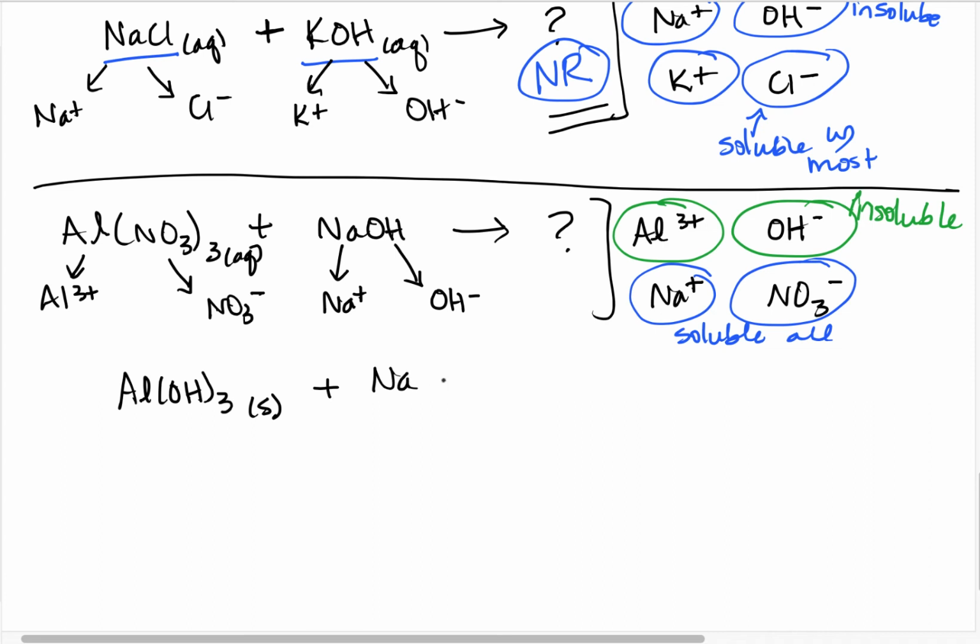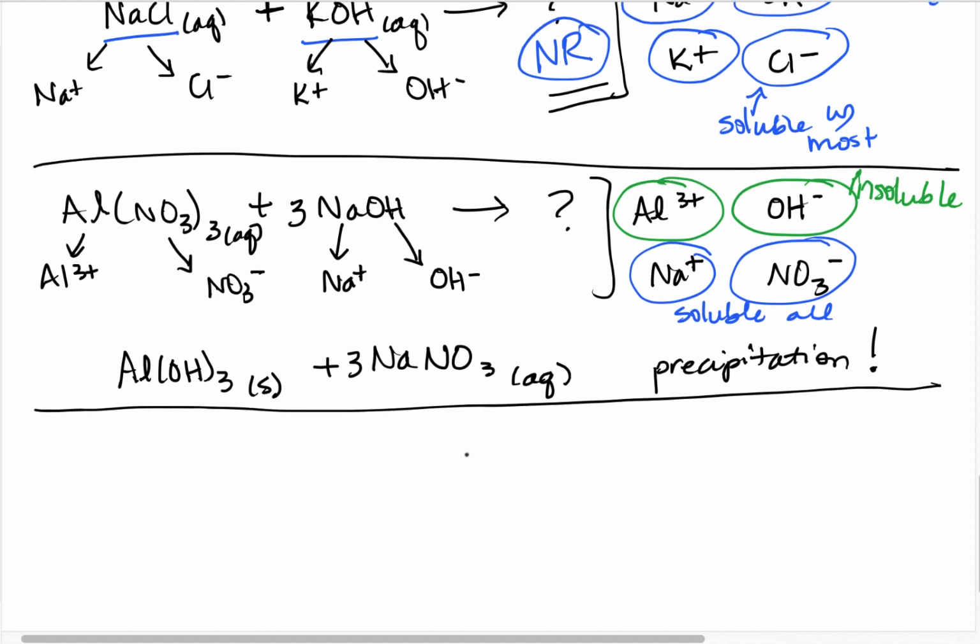And then the sodium nitrate will hang out in solution. So my balanced equation would need 3 sodium hydroxides and 3 sodium nitrates to be balanced. And here we go. We have made a precipitation reaction. So we can use those solubility rules to predict what the products are of reactions and whether or not a reaction actually occurs. Let's try a couple more examples.